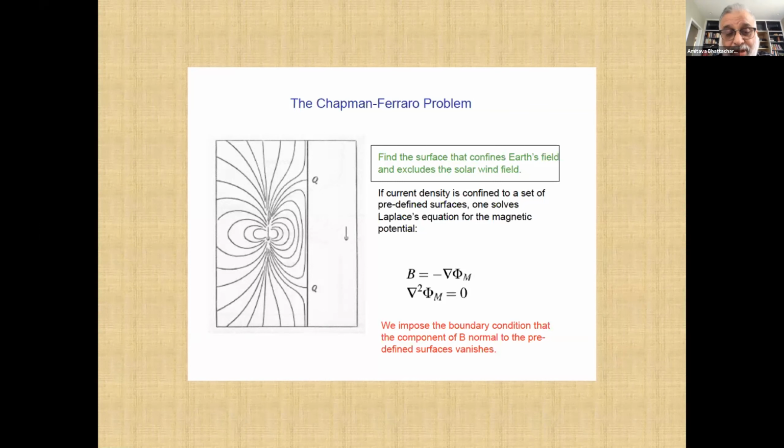And it's always the great way to do physics is to come up with a simple enough problem that gives you a really interesting answer without building in all the complexity. And the ability to do that is, as you know, a pretty remarkable ability. So the way they posed the problem is to say, find the surface that confines the Earth's magnetic field and excludes the solar wind.